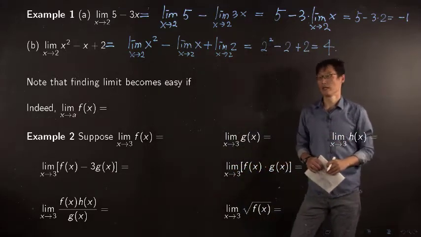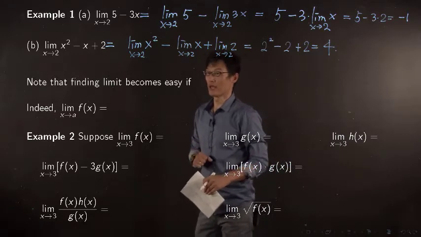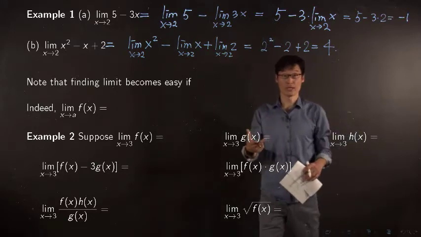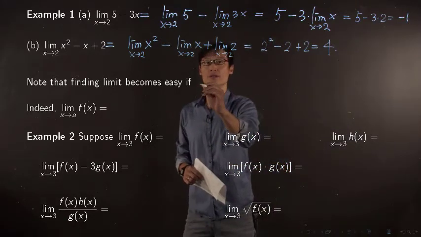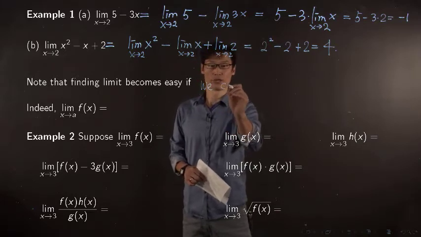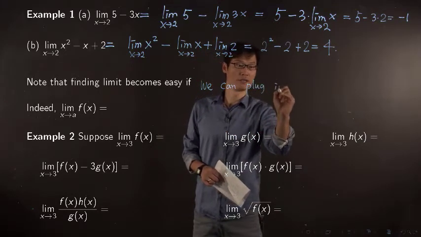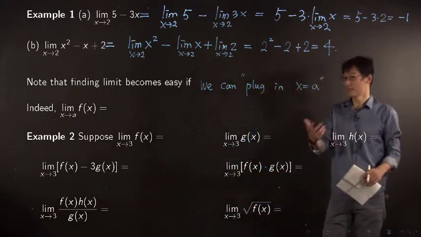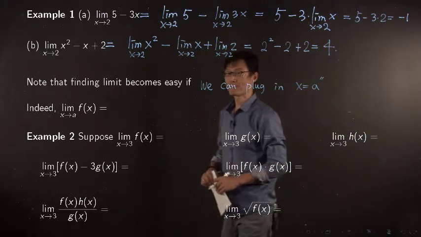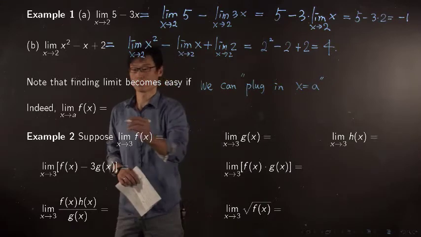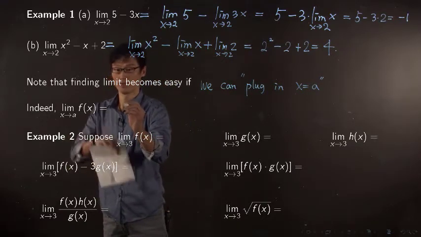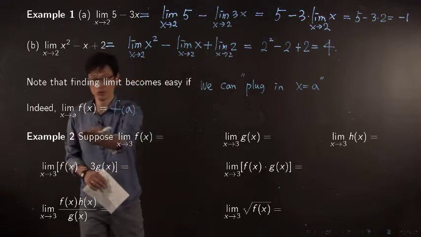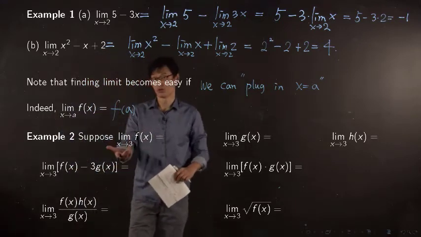So quite straightforward. From those examples, we see that finding limits is quite straightforward as long as we can plug in x equals a into the limit. So whenever we can plug in, finding the limit is quite straightforward. If this works, we will have the limit of f is just f of a. Well, actually, we will use this identity to define continuous function.